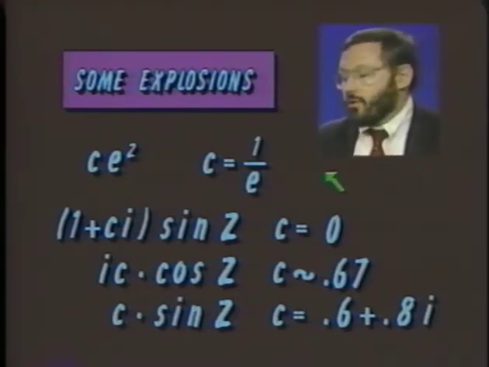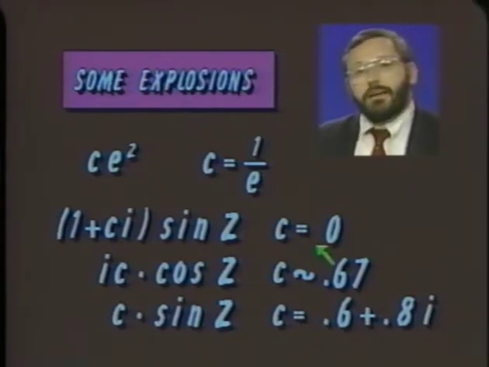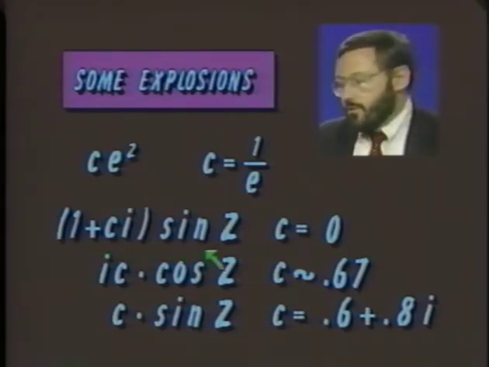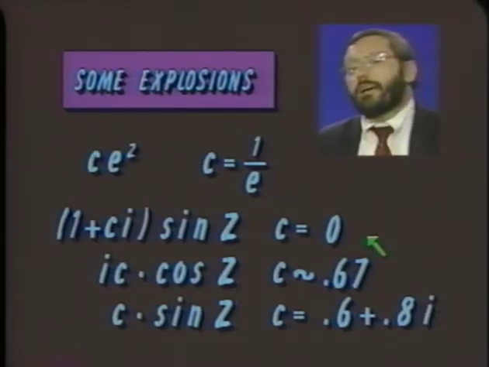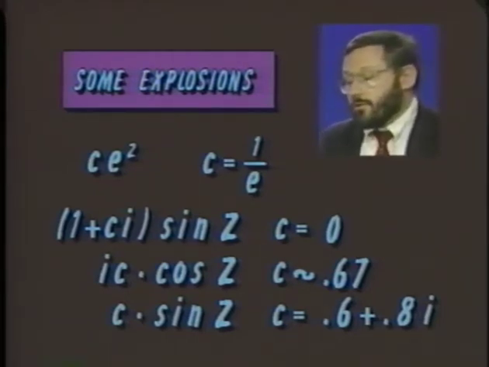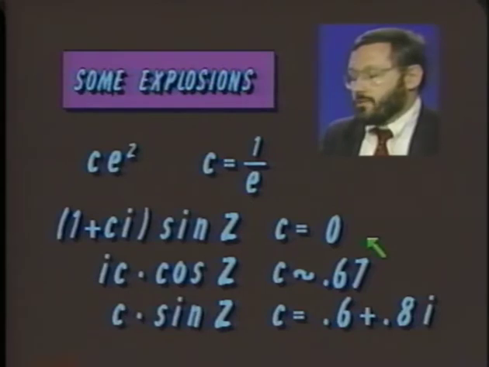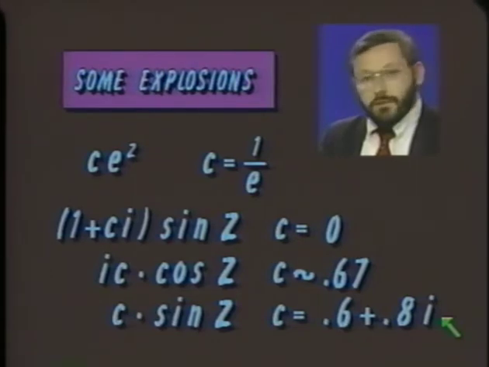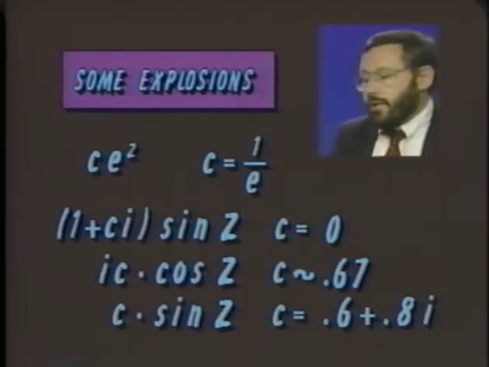Another example, I'll show you a complex constant times sine. That Julia set will explode when the parameter c is 0. That is, 1 sine z has a Julia set that's literally waiting to explode. Similarly, there will be an explosion in the cosine family, and then finally another one in the complex constant times the sine family. So let's turn now to the computer graphics.